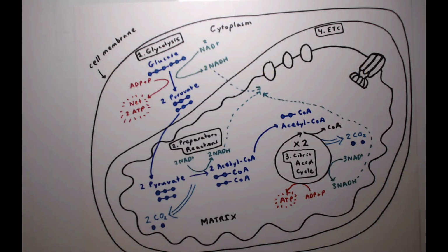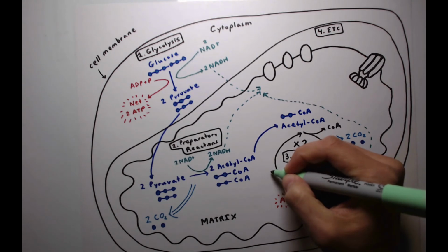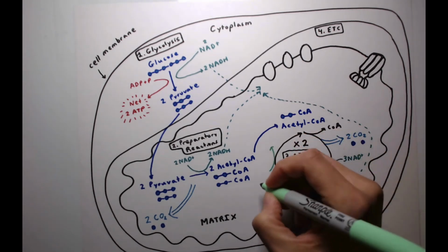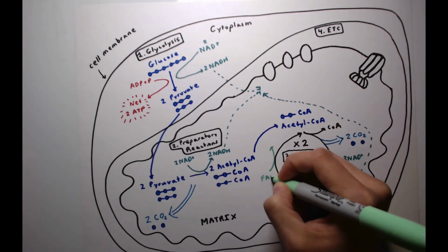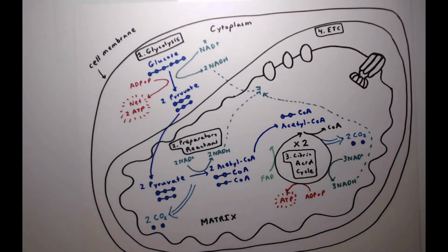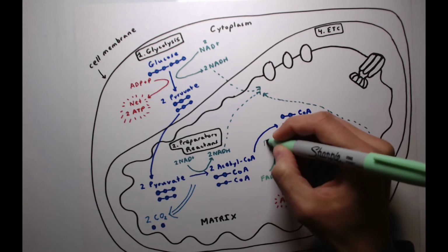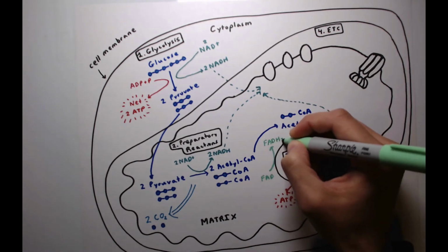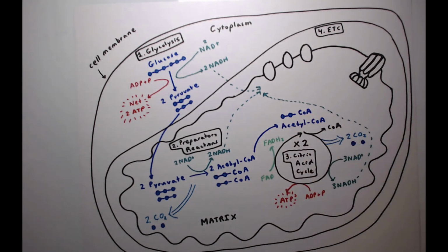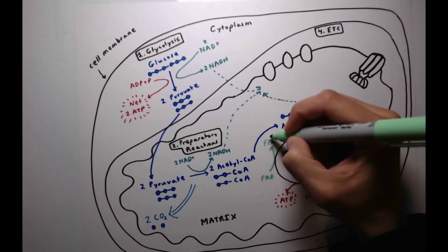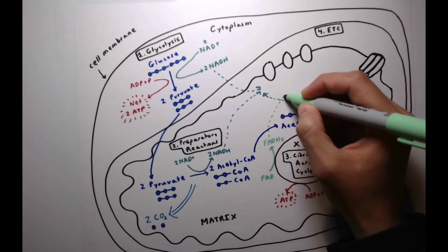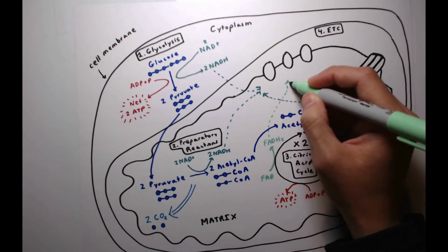As you can see, the citric acid cycle makes the greatest amount of carbon dioxide molecules, the greatest amount of NADH molecules, and is the only stage where FADH2 is made. For every acetyl-CoA molecule, one FADH2 molecule is produced. FAD comes in and carries away some electrons and hydrogen ions to become FADH2. FADH2, like NADH, will go to the electron transport chain.